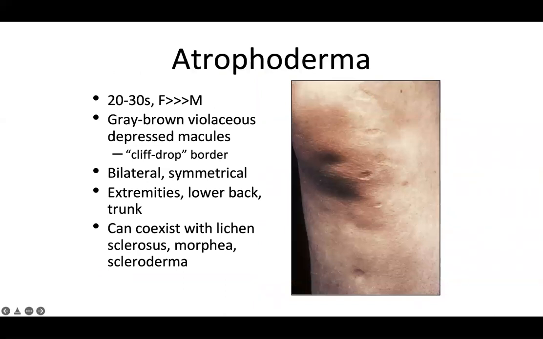Atrophoderma, on the other hand, usually occurs in patients in their 20s and 30s at peak. So very similar to the age of anetoderma, much more common in females than males. And what you see are these gray-brown violaceous depressed macules. How we describe this clinically is a cliff drop border. You can see bilateral or symmetrical presentation on the extremities or lower back, even the trunk. And it can coexist with lichen sclerosus, morphea, or even scleroderma.